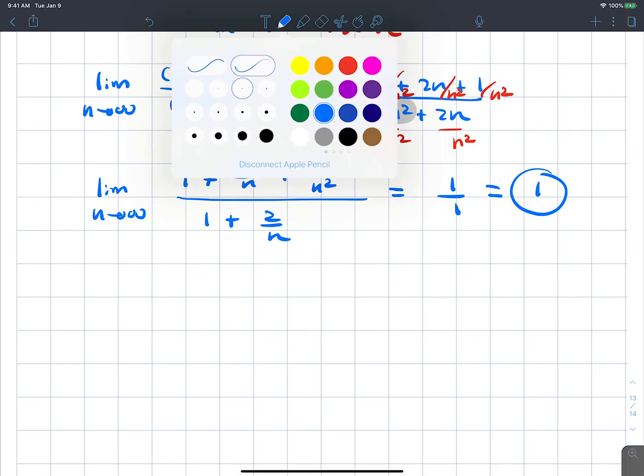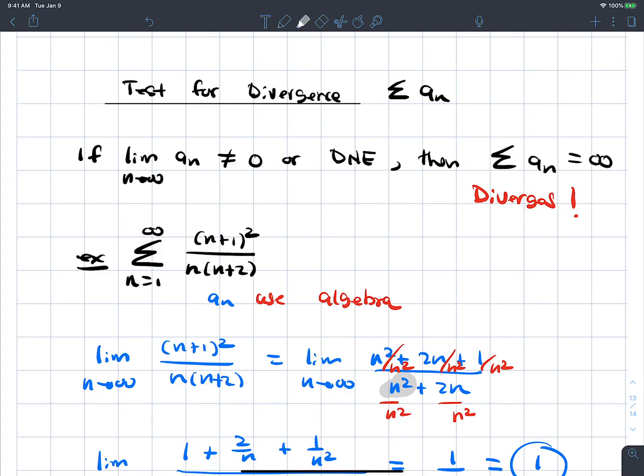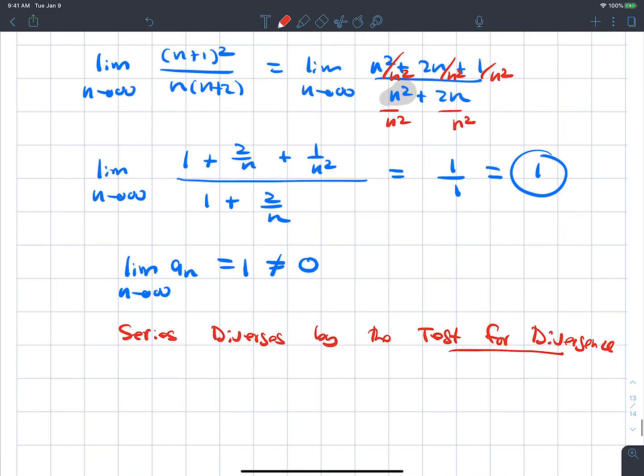So what I just showed you is that the limit of a_n is 1. And that certainly is not 0. So we just showed that the limit is not equal to 0 for a_n. Now, what does that mean? That means that the series diverges. This is the divergence test. So what we can say here is: the series diverges by the test for divergence, or divergence test, however you want to phrase it, because you just showed that the limit of a_n is not 0. That's how we use this very infamous fact that we talked about today.